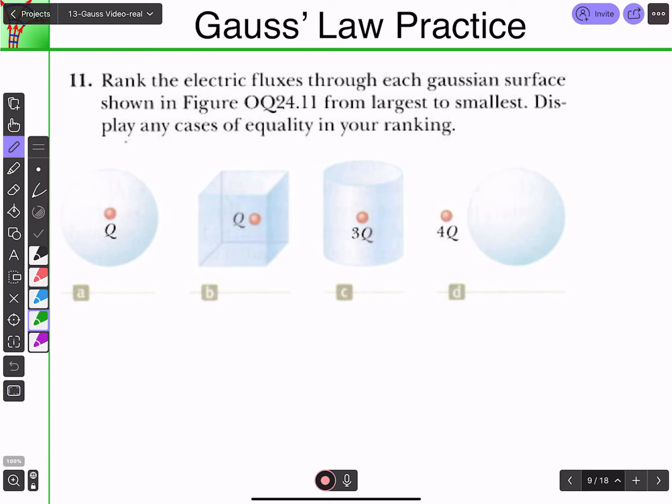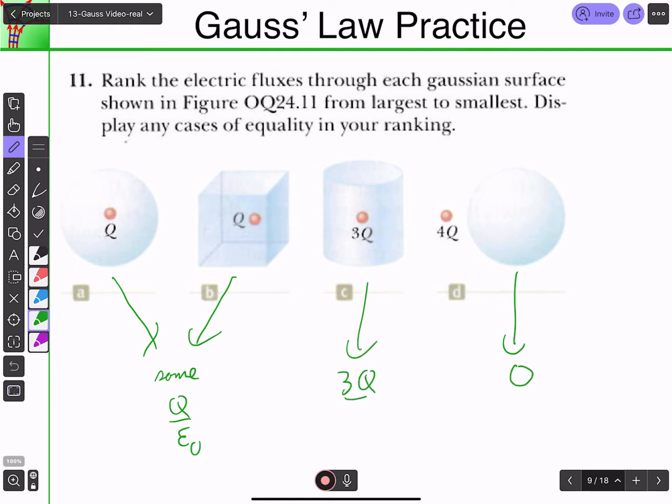Same with here. Rank them from largest to smallest flux. Well, these 2 have the same flux. That's supposed to be an arrow. Can you believe that? They have the same flux of Q over epsilon naught. This one, Q enclosed is 0. There is no charge inside it. That 4Q next to it does not contribute to the net flux. So the total charge inside that one will be 0. The total flux of this one will be 0.